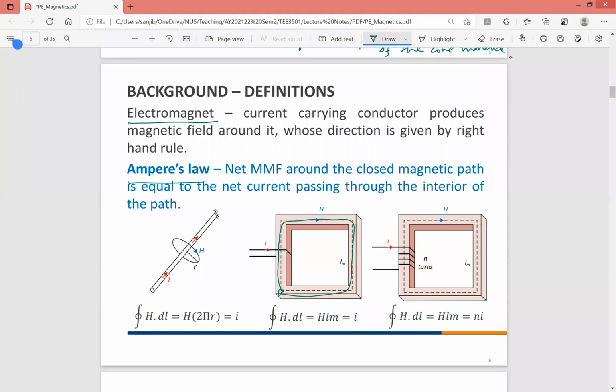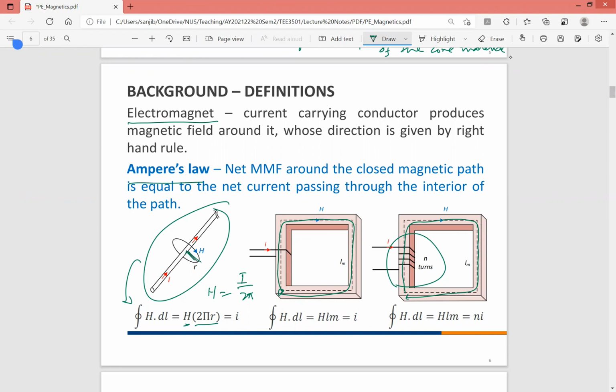if you find any current carrying conductor, a single conductor or a coil, a number of coils, and you want to find what is the magnetic field intensity along a path in its neighborhood, then you can use Ampere's law, right? For a single conductor, it is easy to find. If you take a circular path at a distance r, then the overall length will be 2 pi r, and H will be uniform because it depends upon the distance. So here you can see that H will be equal to the current in the conductor divided by 2 pi r.